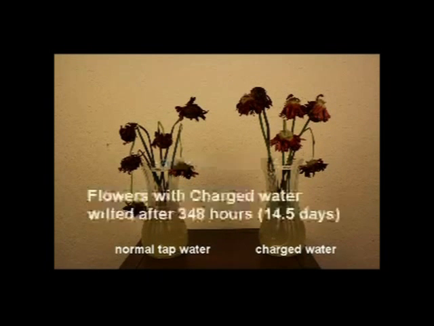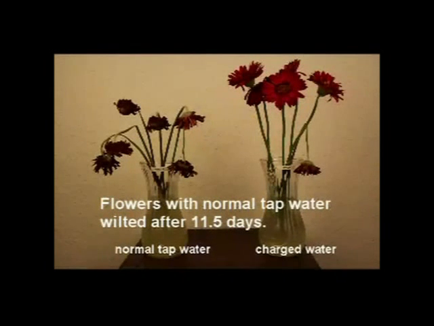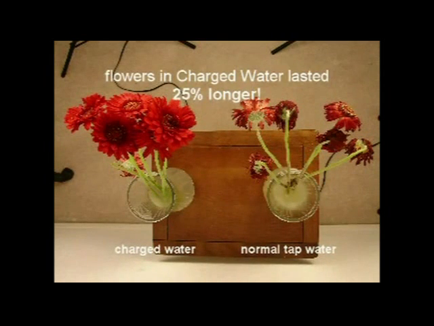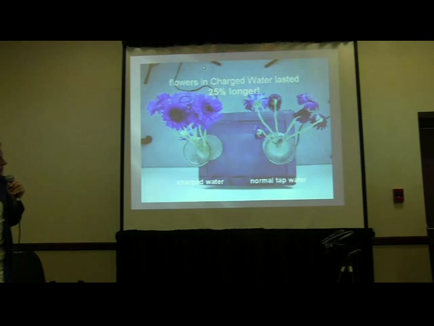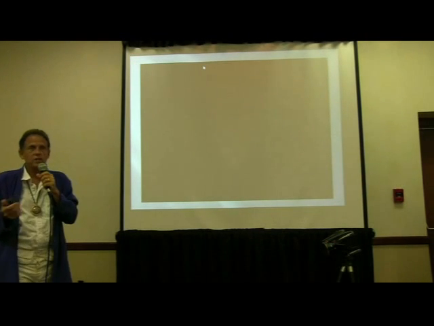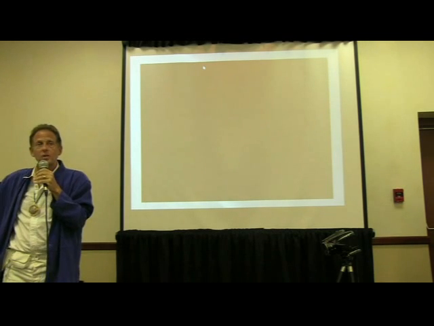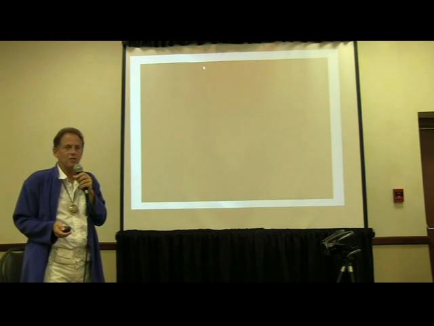Okay, 348 hours later, pretty much. That was 14 and a half days later. And then this was a nice, that's after 11 days. These are pretty much gone here on the left, and the ones on the right have still quite a lot of life force in there. And from the top view, you can really see it. That's really hanging down. So about 25% increase of life expectancy on those flowers. So if we translate that into human terms, if you had a 25% increase of your life expectancy, you might get another 20, 25 years out of it.